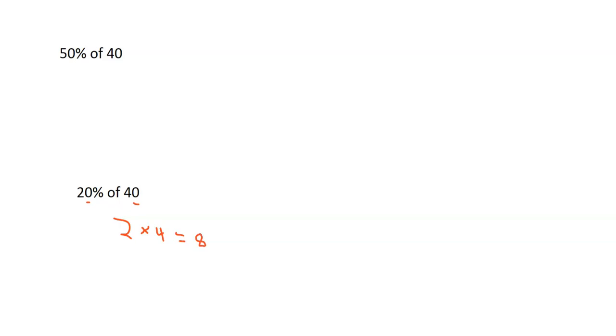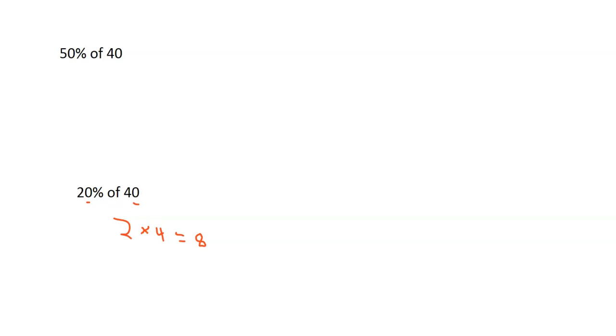So 20% of 40 should be 8, because that's how quick and easy you can get it. You just need to ignore the two zeros, the 0 for 20% and also the 0 for 40. Then you multiply the remaining numbers, so it will be 2 times 4, which will be 8. So 20% of 40 is 8. And if you have a calculator, you can test it, and I can assure you, you'll get the same answer.